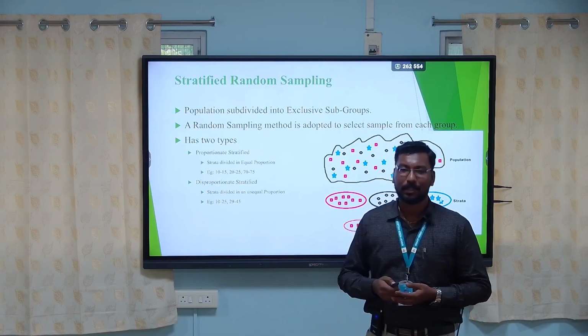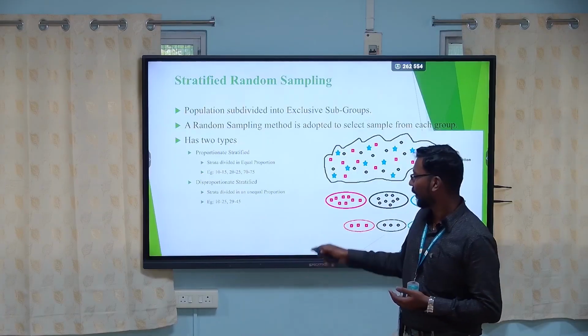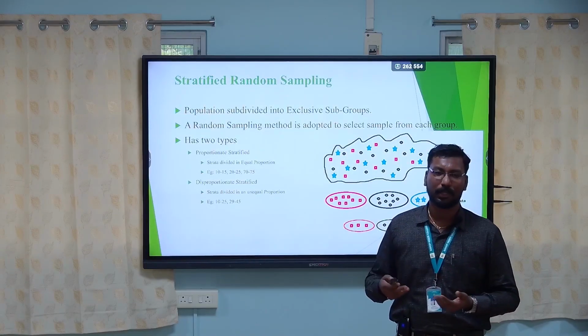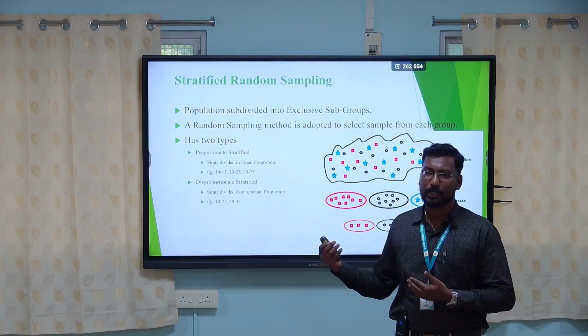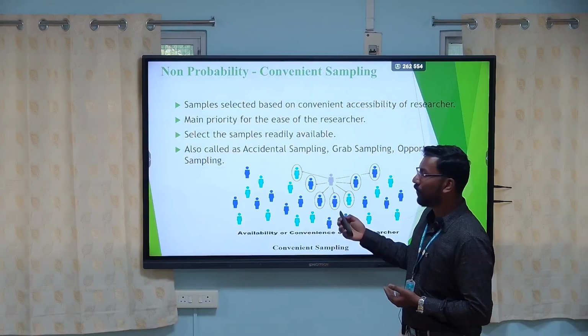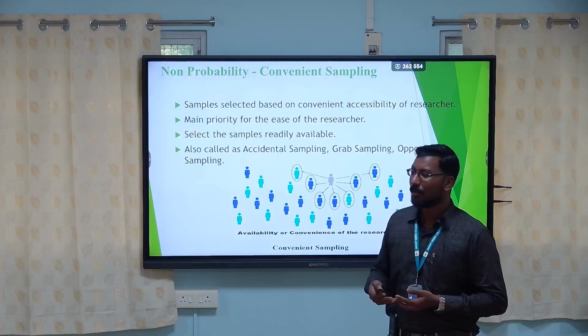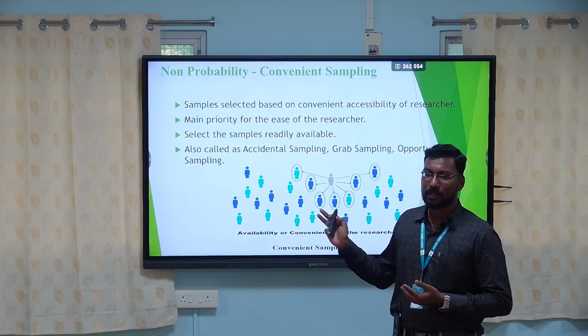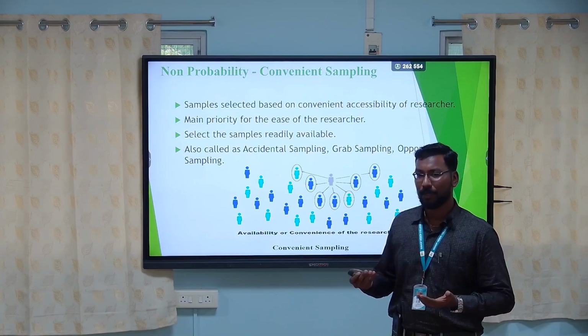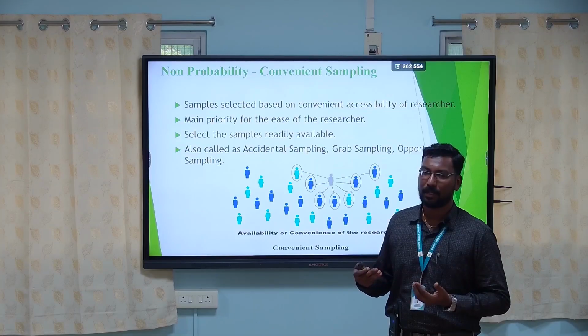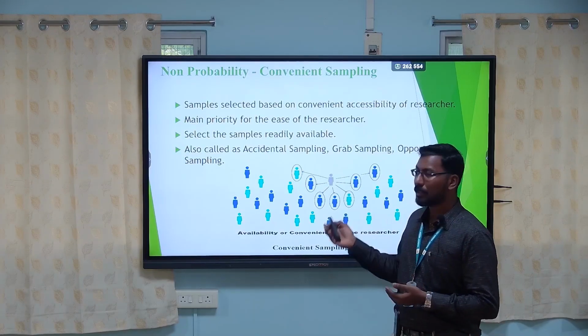Whereas in disproportionate, there may not be any equal proportion. Say for example, like 10 to 25, 29 to 45, it depends. So it is a disproportionate stratified random sampling. And we are going to non-probability sampling techniques where no equal chances are given. Mostly we will go for non-probability sampling only when the population is infinite. When the population is infinite, like it is not known, then we will go for non-probability sampling.